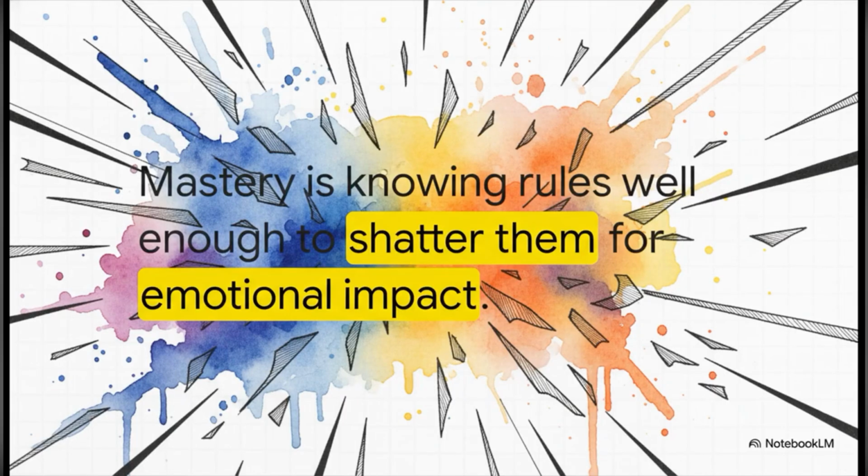And that brings us to our ultimate conclusion. Mastery is knowing the rules well enough to shatter them for emotional impact. You now have the foundational rules, you have the structuring tools, and the advanced psychology to tell literally any story you want. The only question left is, which of these rules will you intentionally shatter in your next photograph to completely control your message?